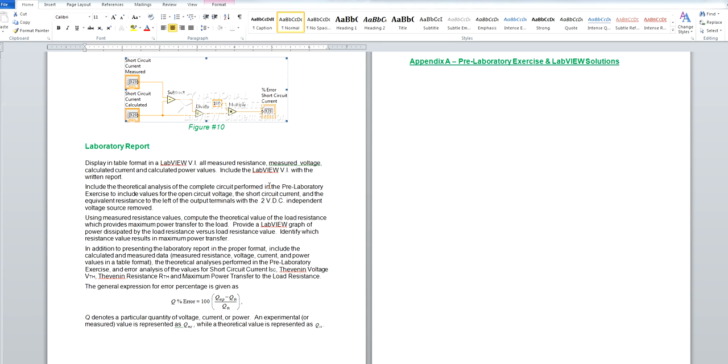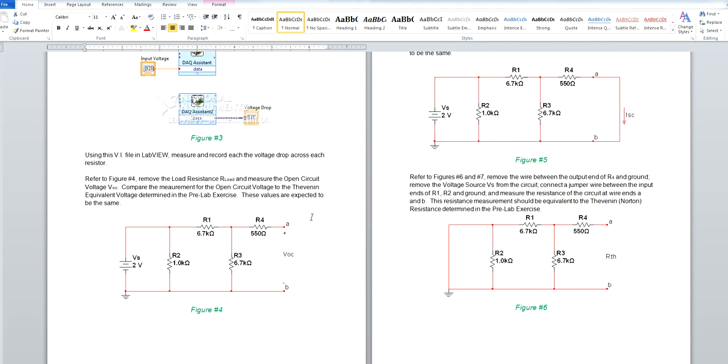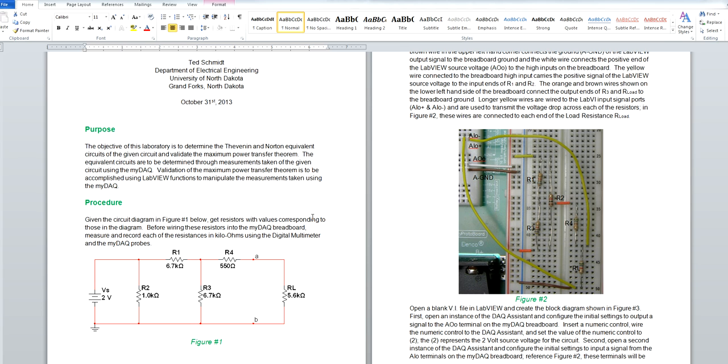This concludes the Thevenin and Norton Circuits Laboratory. This should have given you an overview. You should be able to complete the lab. And if there are any questions, please let me know. Have fun. Thanks. Bye.